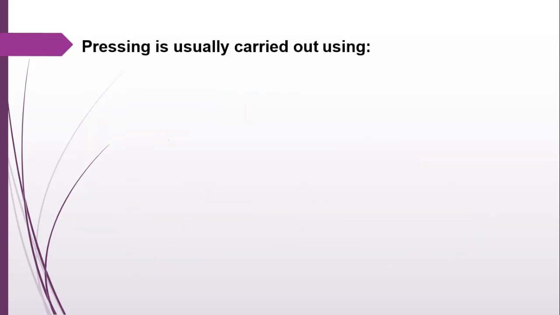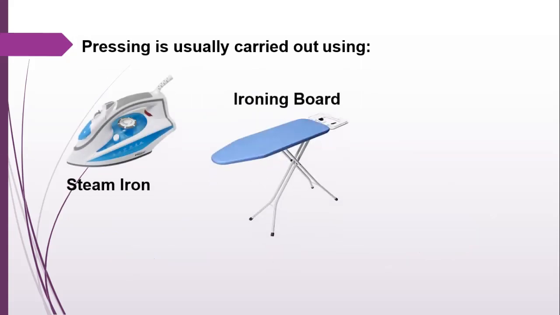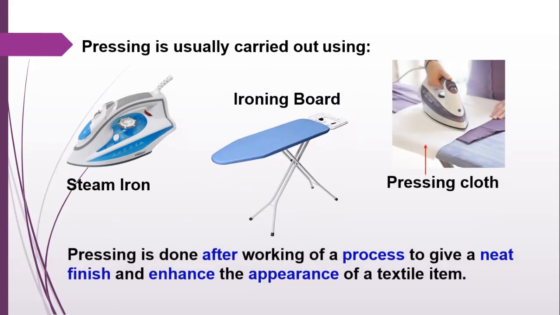Pressing is usually carried out using a steam iron, an ironing board, and a pressing cloth. Pressing is done after working of a process to give a neat finish and enhance the appearance of a textile item. Can you name another pressing equipment?